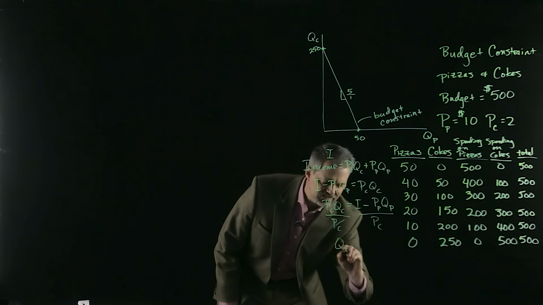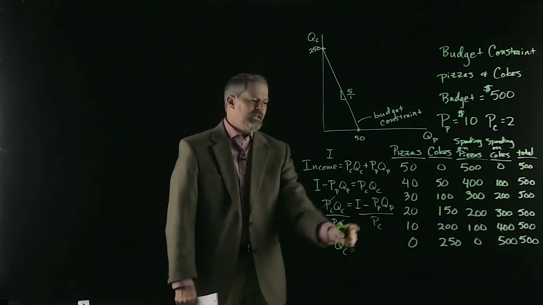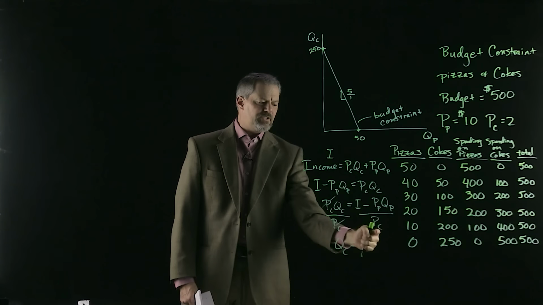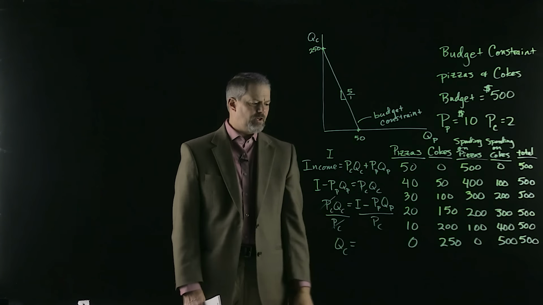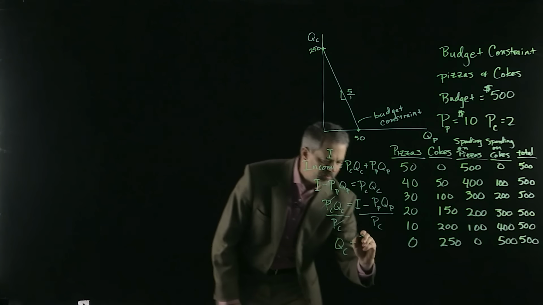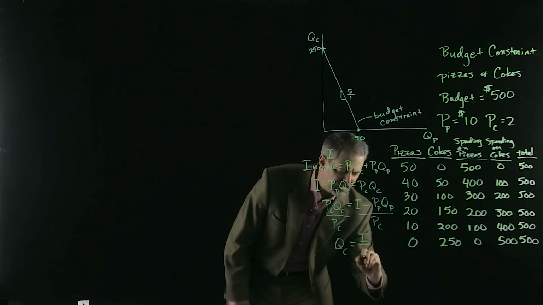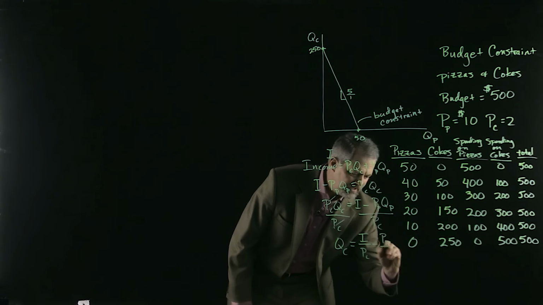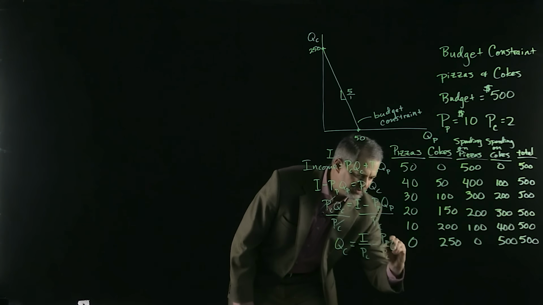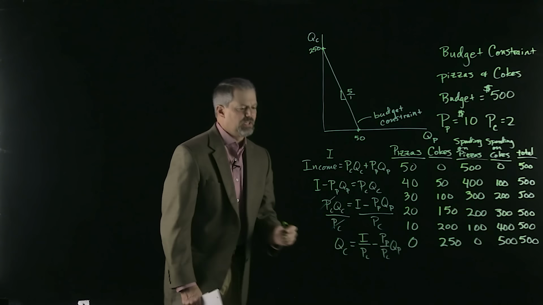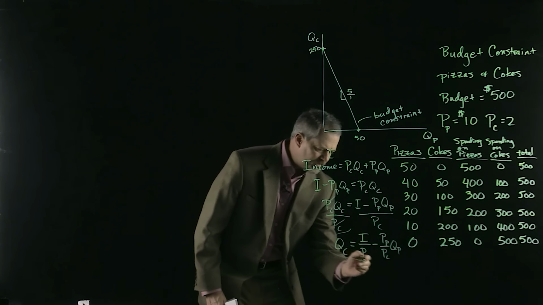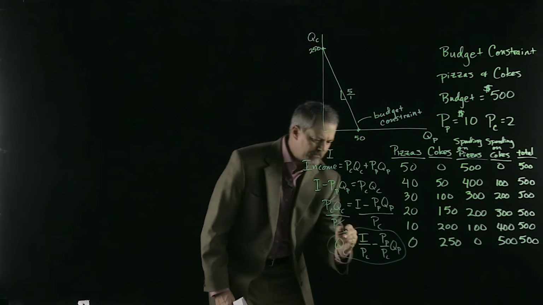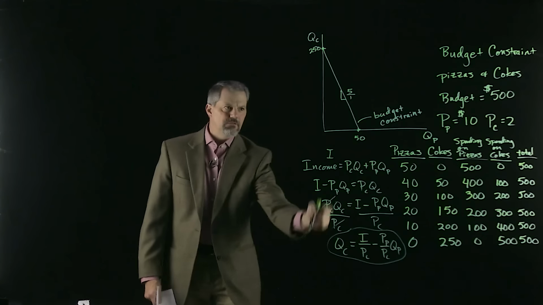So on my left-hand side, I'm going to have the quantity of Cokes. We've got two terms, each of which is divided by the price of Cokes, so I'm going to break those into two terms. I'm going to have income divided by PC minus the price of pizzas divided by the price of Cokes multiplied by the quantity of pizzas. That right there is the functional form for that.